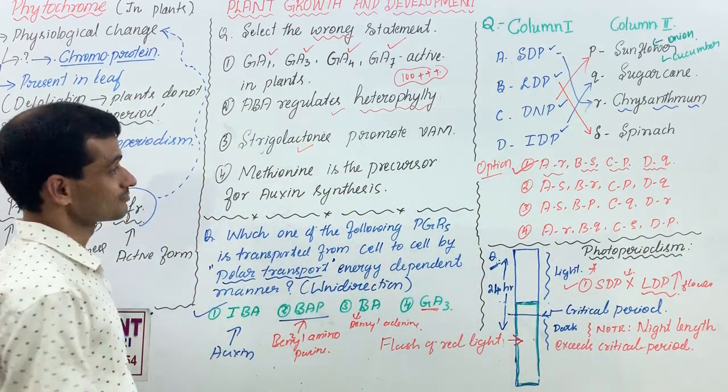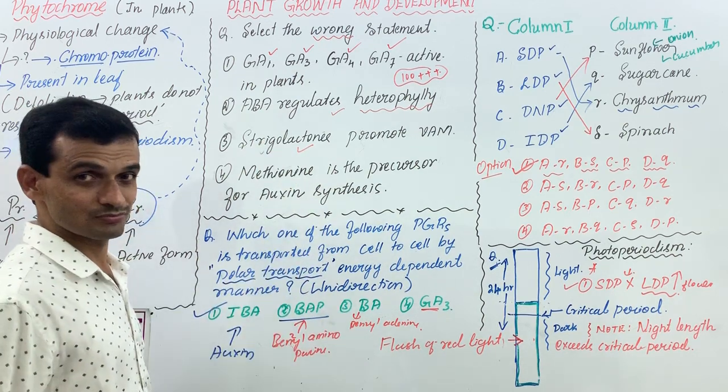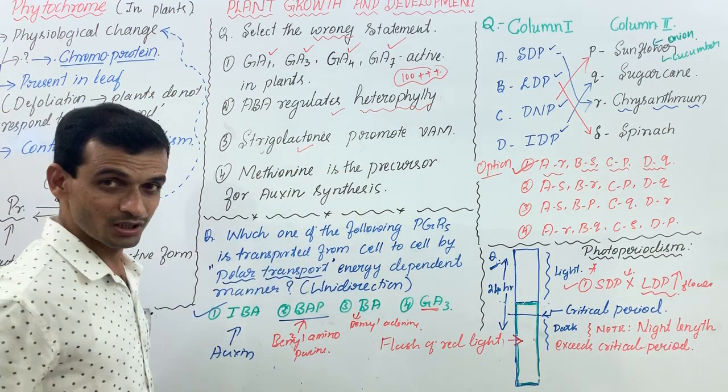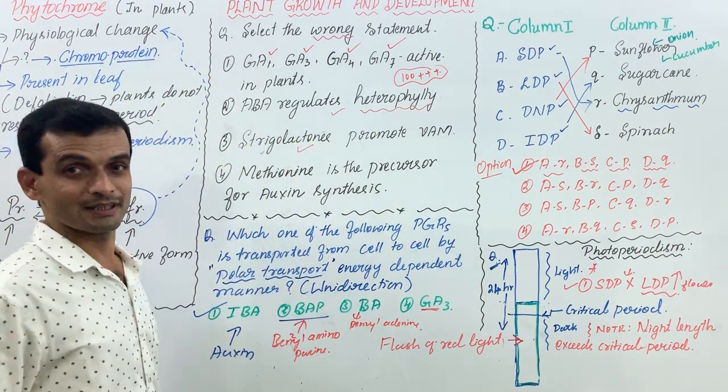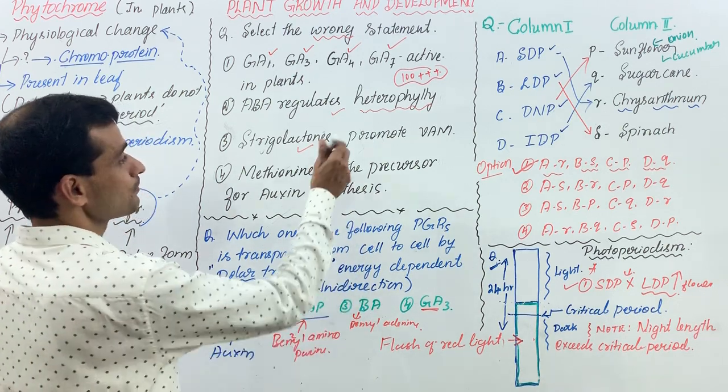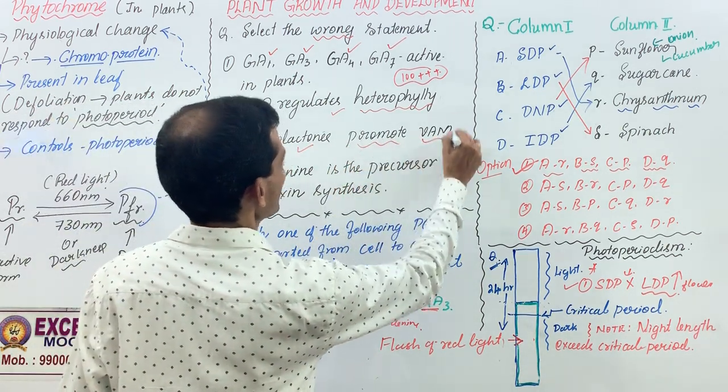Strigolactones are hormones. They are carotenoid derivatives. They help in root growth. They help in vascular cambium development, formation of secondary tissues from vascular cambium. Plus they promote VAM.